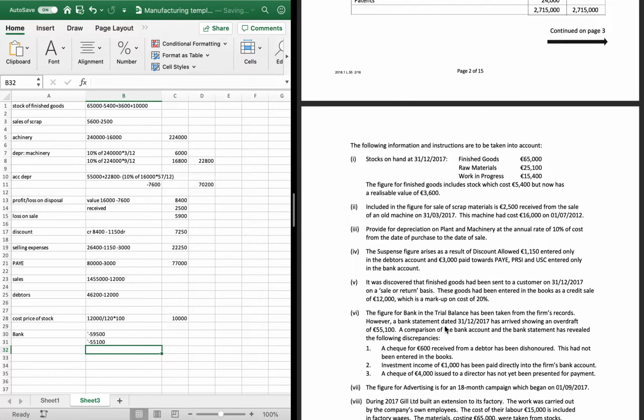A comparison of the bank statements has revealed the following discrepancies. So this is your bank rec statement. A check for 600 from a debtor has been dishonored. This has not been entered in the books. It's not saying it's a bad debt. It's just saying that the check has bounced. So when a check bounces, you see this in service firms quite a bit. You have seen it in recent years. The amount in the bank goes down.